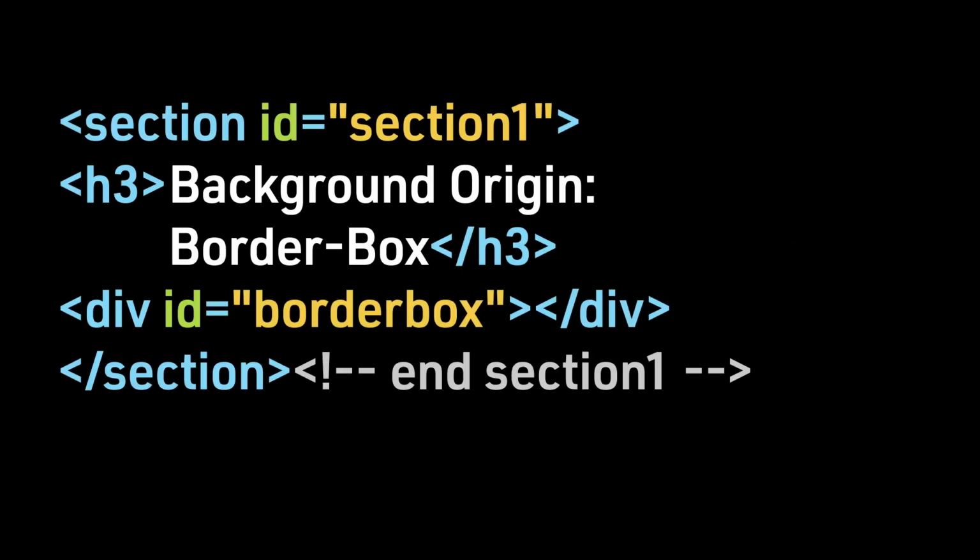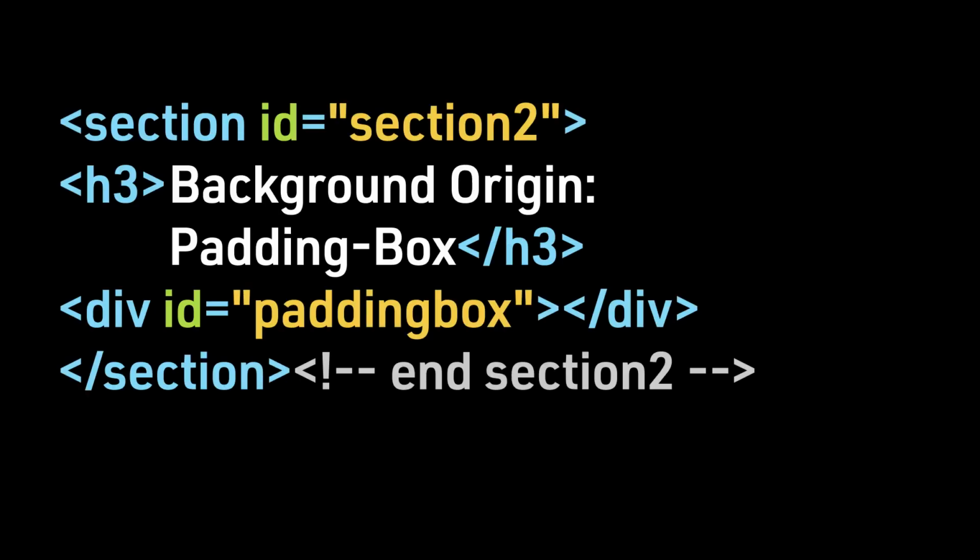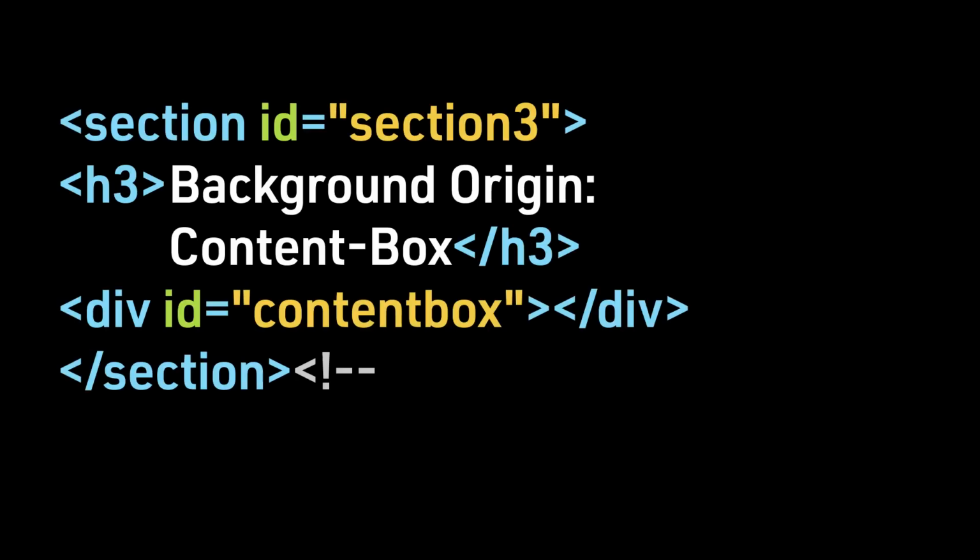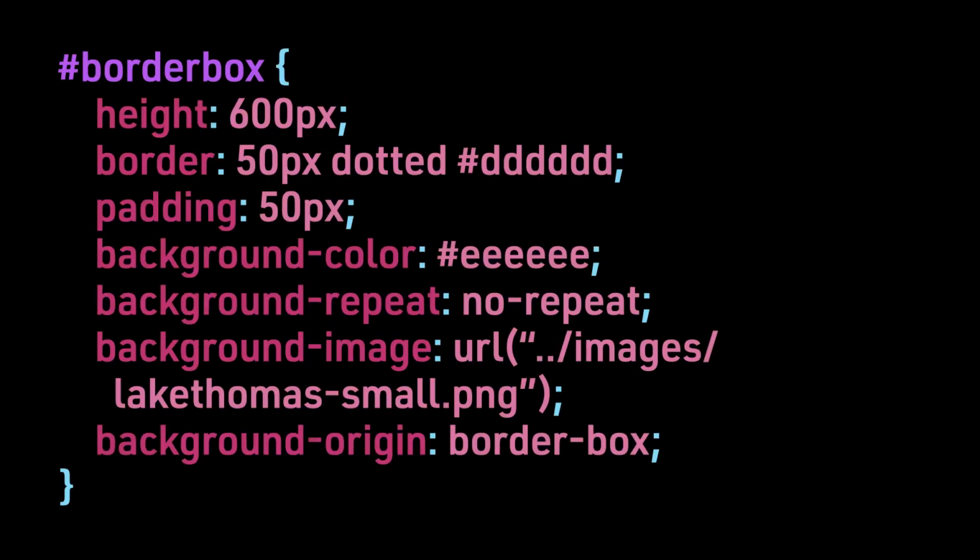This is the HTML with which we are working. In section 1, we will demonstrate background origin as border box. In section 2, we will demonstrate background origin as padding box. And in section 3, we will demonstrate background origin as content box. In each section, we have created a div with a unique ID to target with our CSS. Let's look at the CSS for the first example.